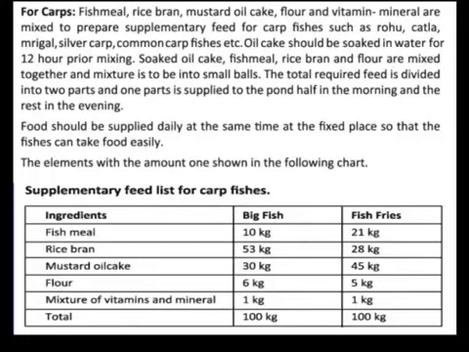Rice bran means the broken coat of seed. These are mixed to prepare the supplementary feed for carp fishes such as rui, katla, mrigel, silver carp, common carp and etc. If we want to apply supplementary feed for the carp fishes, we'll have to mix fish meal, rice bran, mustard oil cake, flour and vitamin and mineral etc.